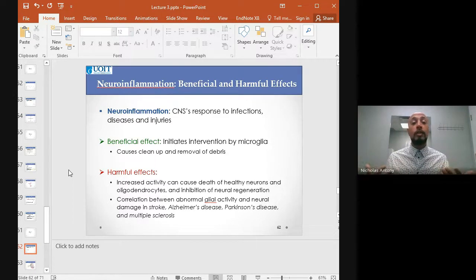So can we all agree that inflammation is a good process, right? Okay, but it depends, because if it's too much, it's bad, right? To a point, and we're all agreeing on the same thing.